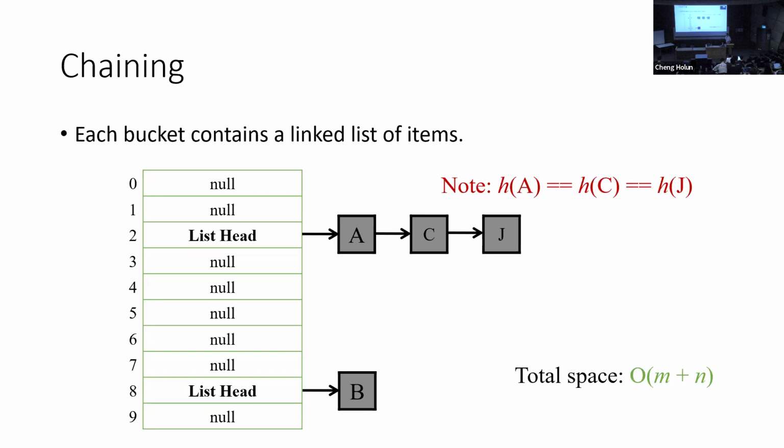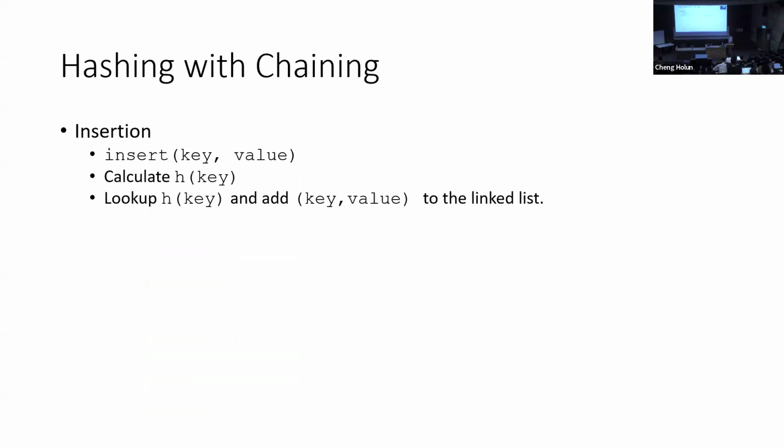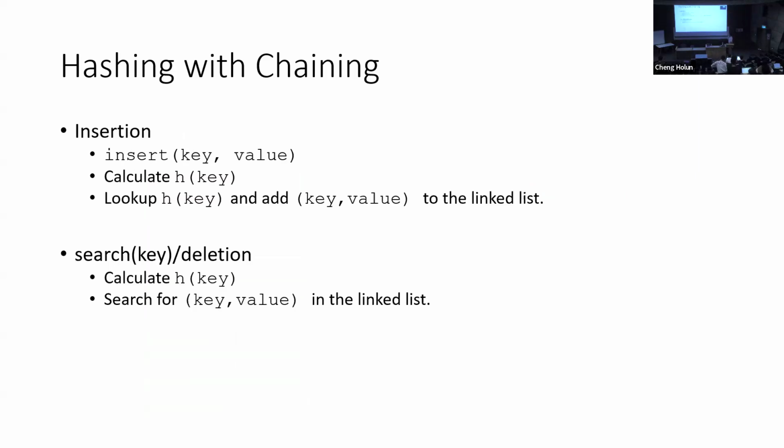And then the total space you need is the size of the table plus the number of items, which is n you inserted. And the linked list size is n. For insertion, you calculate the hash value for the key, and you load up the key and add it to the linked list. Searching is also the same. You use the hash function to look for the slot and search in that linked list.